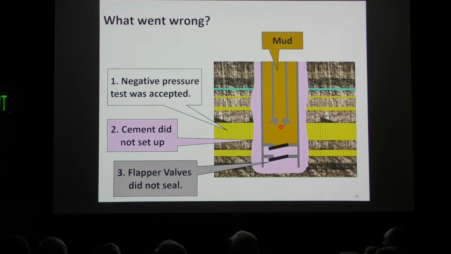The next thing that went wrong was that the Halliburton cement job did not set up. The cement did not form a seal as it was supposed to between the reservoir and the bottom of the casing here. The third thing that went wrong was that these redundant flapper valves did not seal, and hydrocarbons were able to move from the reservoir through the cement job, through the two flapper valves, and up into the drill string and the casing.